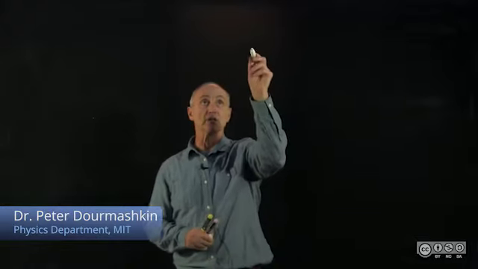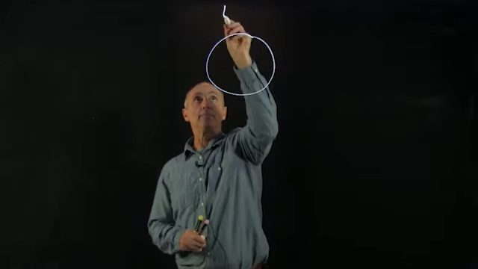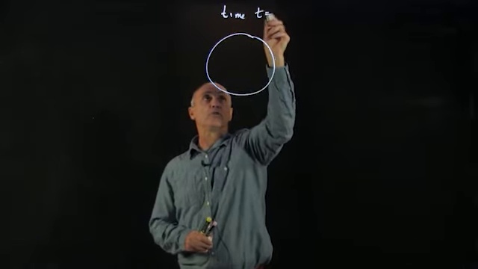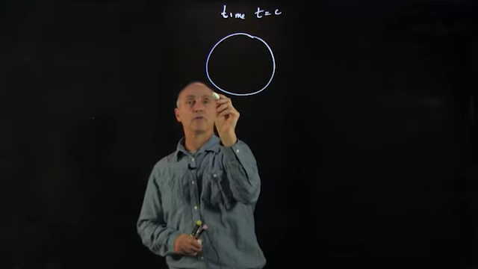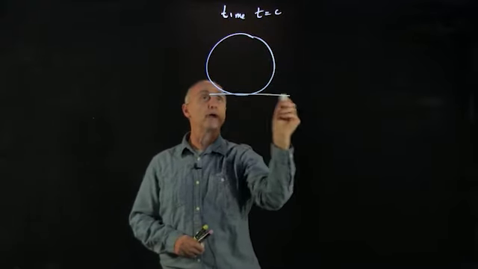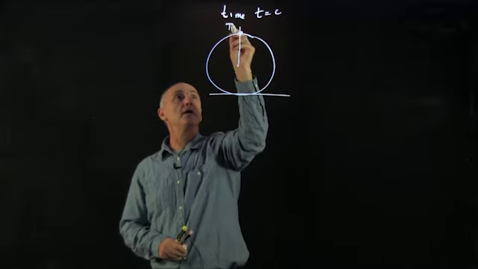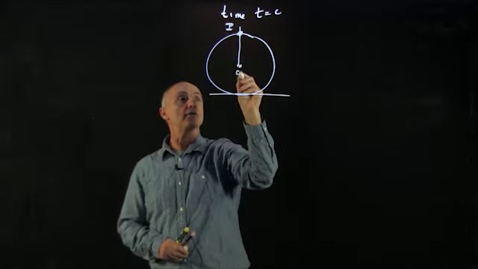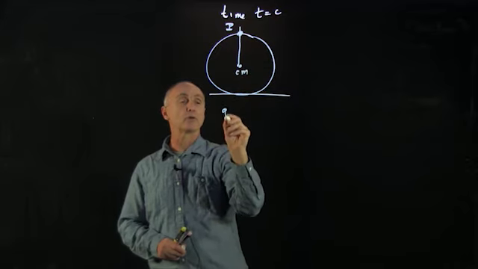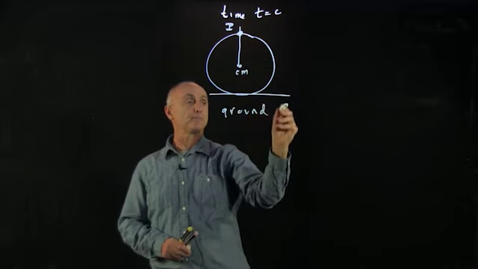Let's now consider our rolling wheel, and we want to look at some special conditions. So at time t equals 0, we'll have our wheel that's rolling. Here's the ground. Let's say that our point P is right up here at the top. That's CM. And we'll be in the ground frame now.